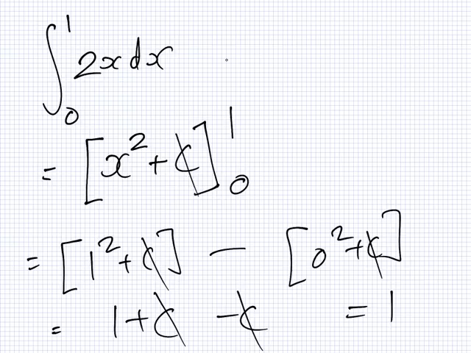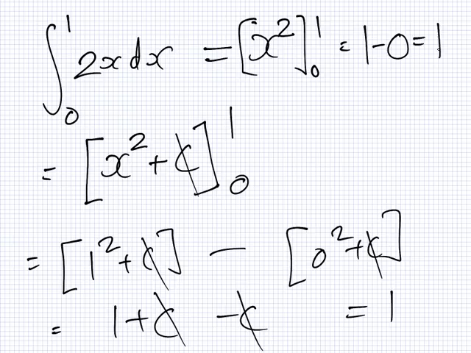So you could have just said this: x squared from 0 to 1, which will equal 1 minus 0, which will equal 1. You don't need to put in the c. We'll do another example, and then I'll let you try one, and then we'll have another example. Can I scroll down? Yeah.